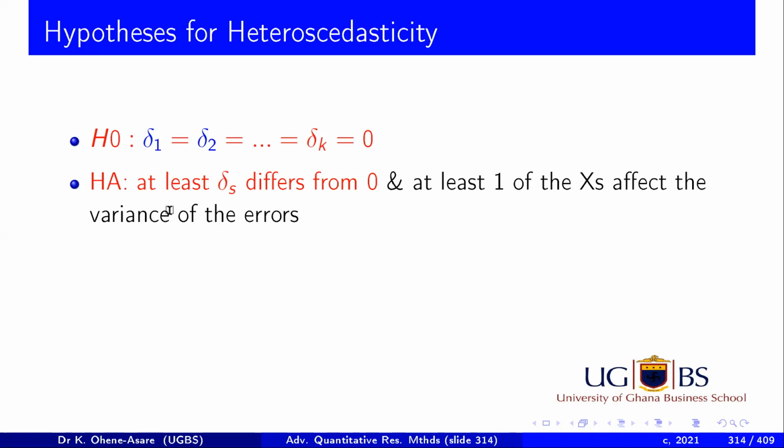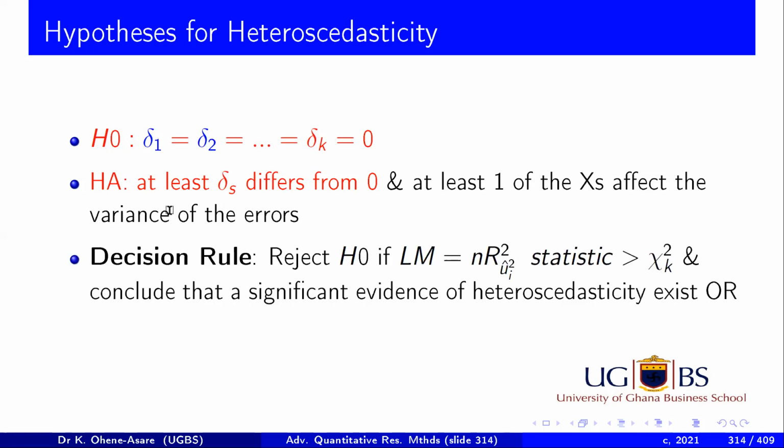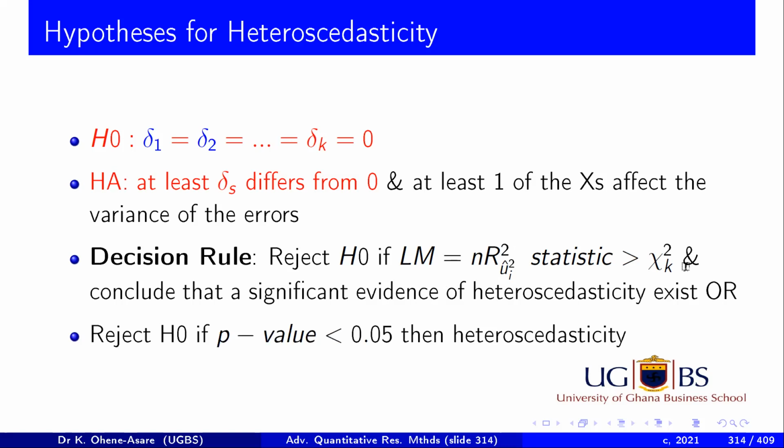But now, if it's no longer given, but it's rather affecting the error, then it means that we have heteroscedasticity. The decision rule is to reject the null hypothesis if the LM test, which is the test statistic, is n multiplied by the R square, and that statistic is greater than the chi-square degrees of freedom. Then you conclude that there's significant evidence of heteroscedasticity. The p-value is the most important one.